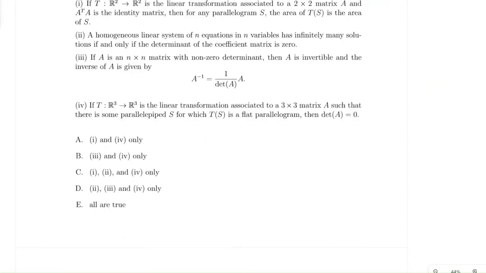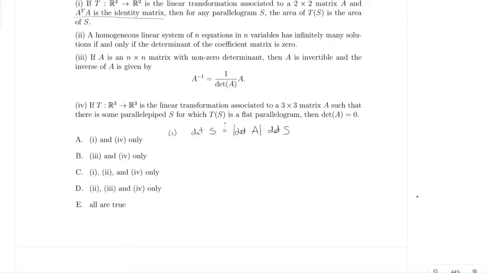Alright, so in this problem we have which of the statements were true. So for statement 1, we have if this R2 to R2 is a linear transformation with the matrix A, and we have this information about A transpose times A being the identity matrix, then for any parallelogram S, the area is equal to the area of the transformation. So recall that the area of a parallelogram is equal to the determinant of S, where S has columns that describe the sides of the parallelogram. So we have the determinant of S, and we're trying to see if this is equal to the absolute value of the determinant of A times the determinant of S.